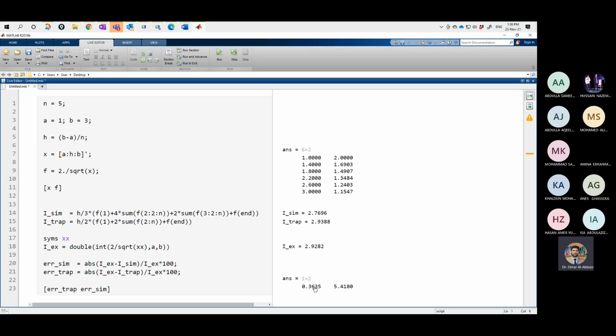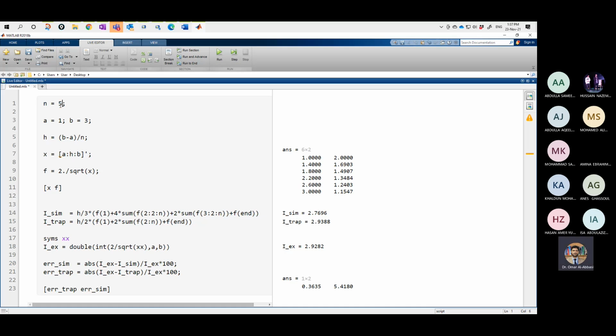What happened to the error using the trapezoidal rule? It went from 0.56 to 0.36, which means increasing the number helps out, right? But what happened to Simpson's rule using 5 intervals? The error is way larger right now. It's 5%, even though we increased the number of intervals. Why, guys? As we said earlier, this works only for an even number of points.